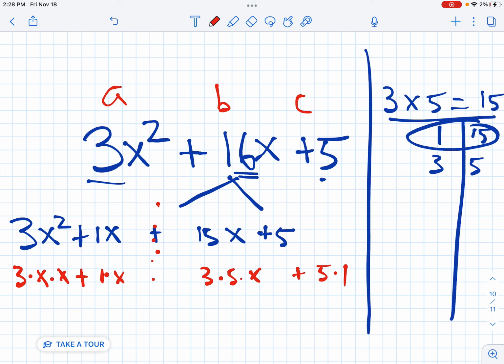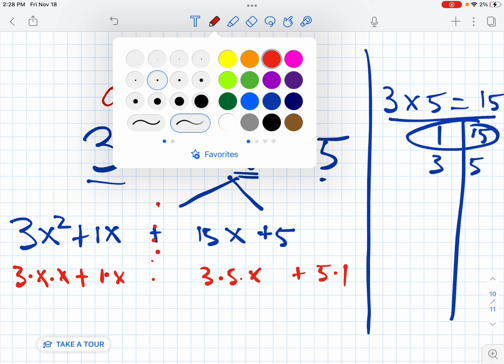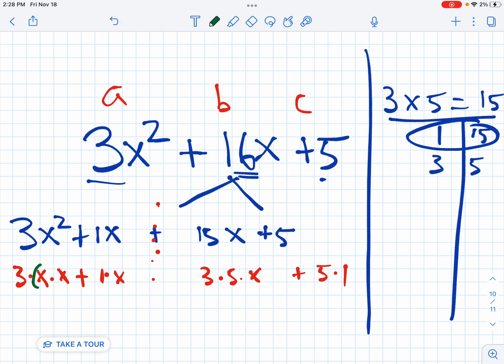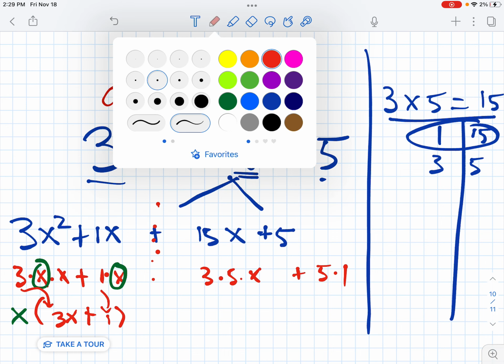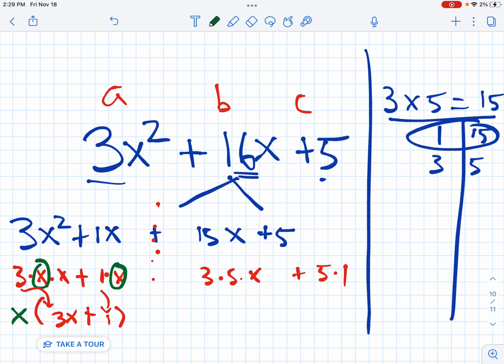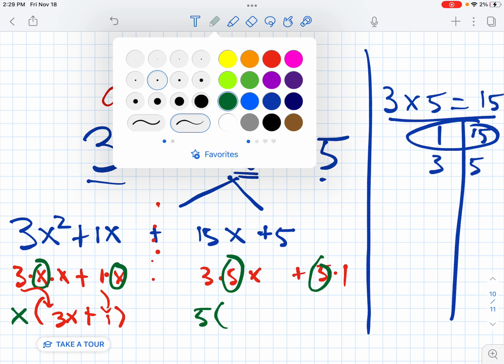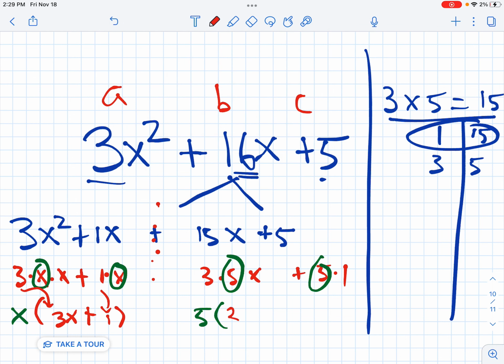All right, so I'm looking through here and saying, hey, what do each of these have in common? Let me circle them in green. So this one has an x, and this one has an x. And so I'm going to write the letter x on the outside. On the inside, I'm going to put the leftovers. So 3x is a leftover, plus that 1 is a leftover. Okay, now I'm going to look over at my other pair here. I've got a 5 and a 5. So they have a 5 in common. And now let's write the leftovers. The leftovers are going to be 3x plus 1.